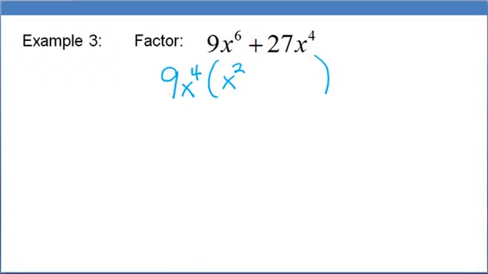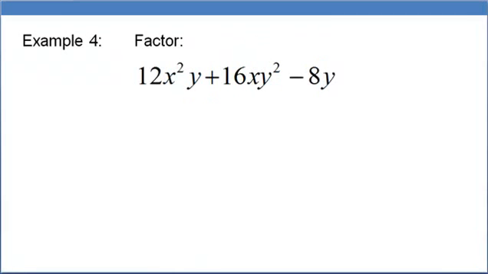To get to our next term, we have 9. We would like 27. So just divide. You need a factor of 3. And we already have all the x's we need outside. So our check, 9x to the 6th plus 27x to the 4th.